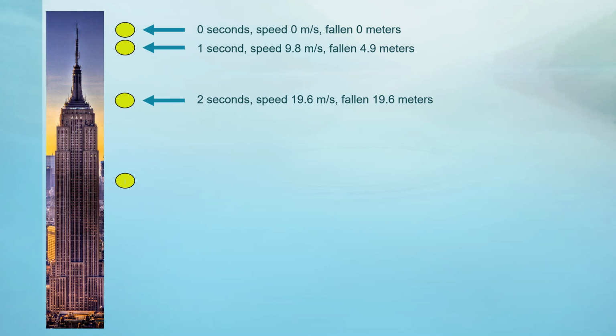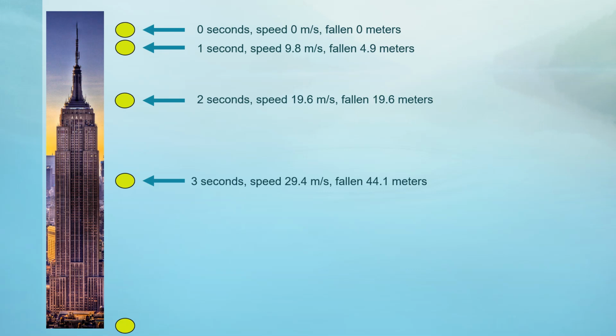After another second, it has dropped quite a bit further. It has now been dropping more quickly for 3 seconds. At 3 seconds, its speed has now reached 29.4 meters per second, which is again 9.8 meters per second faster than the previous second. Remember, the acceleration due to gravity is 9.8 meters per second squared. So every second it falls, it speeds up by 9.8 meters per second. It has now fallen 44.1 meters.